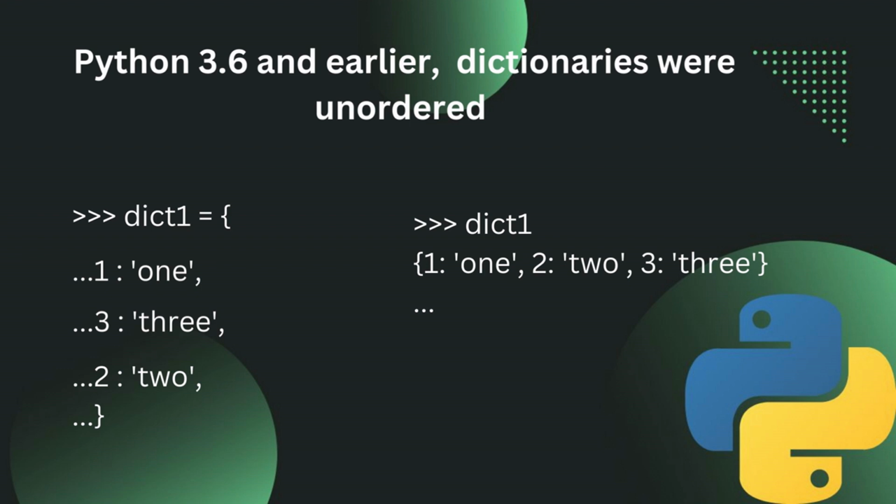That's why in Python 3.6 and earlier, the dictionaries were unordered, because the order in which we had added values or deleted values from the dictionary, that order was not guaranteed.